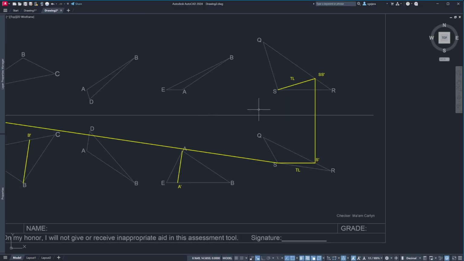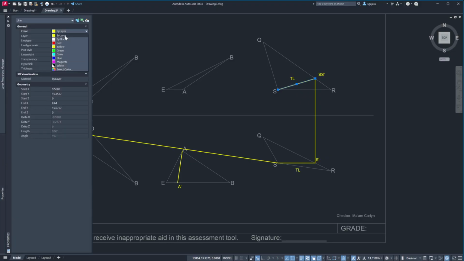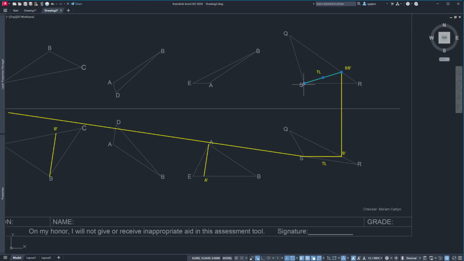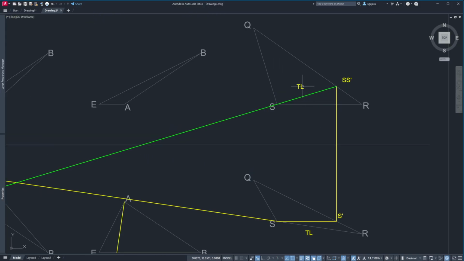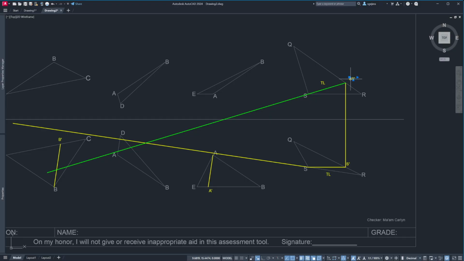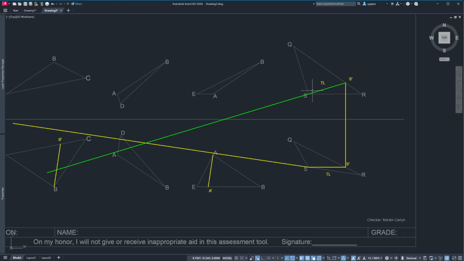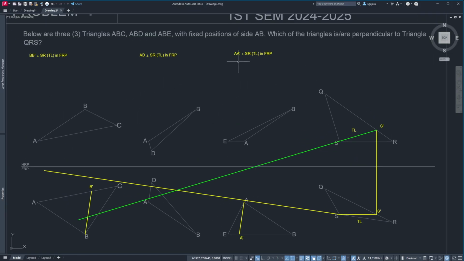Which means we can use this as basis, and let's make this a different color, no, para lang makita natin yung difference. I'll use green. And let's just extend this as well. So, we just need to show na this new true length right here, S prime, is perpendicular to the same initial lines na sinet natin.